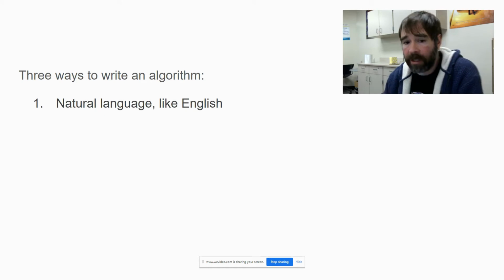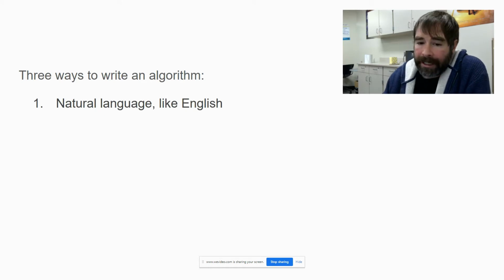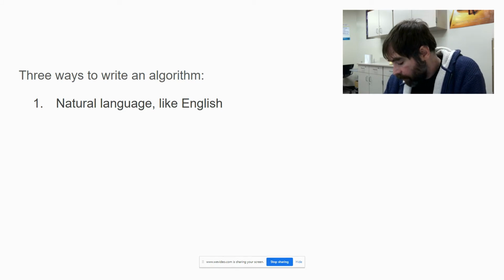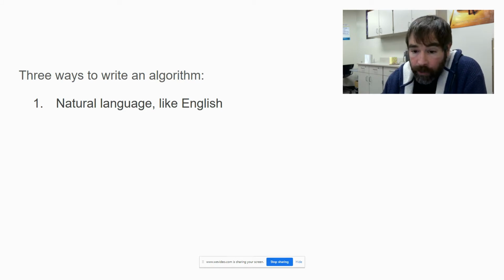There are different ways to write an algorithm. First one, the most common one, is just natural language, like English, just talking about your algorithm or writing it down. First we do this, and then we do this, and next we do this. That's a natural language algorithm.